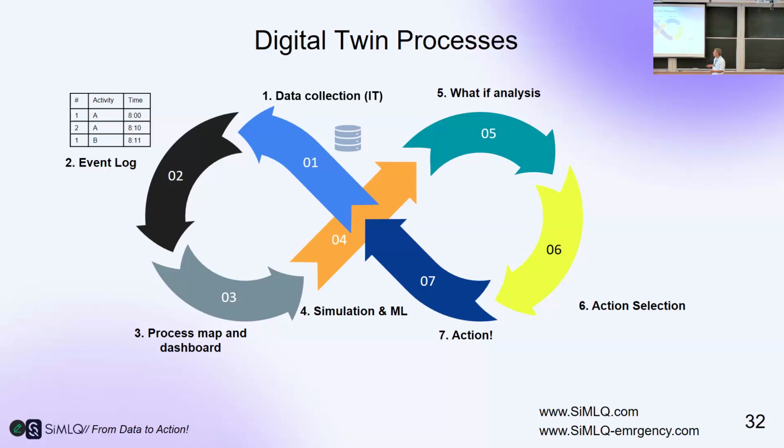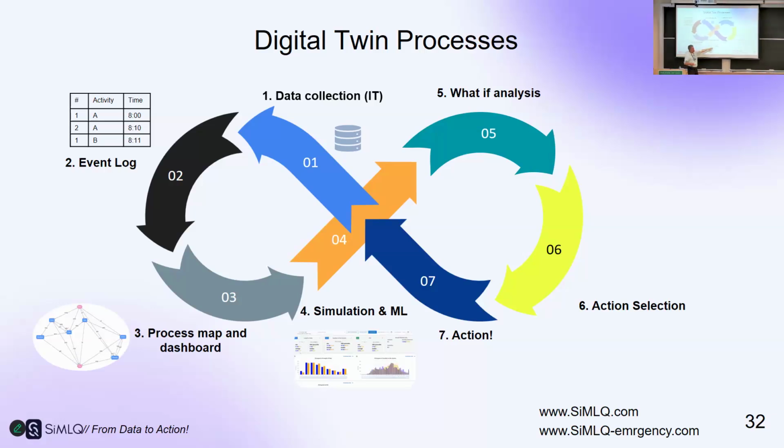When I take this event log into process map tools, I can create essentially a network, a queuing network, that is the network that created this data. And I can create a dashboard that shows you different performance measures of your system. The blue one is the dashboard. The trick is, and this is where the power of SiMLQ comes into play, that I can use machine learning to also now create a simulation model of this queuing network.